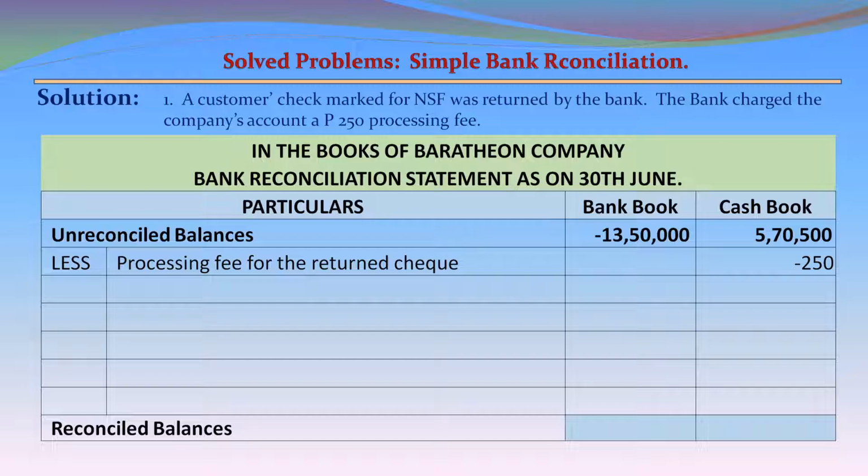Adjustment 1. A customer's check marked NSF was returned by the bank. The bank charged the company's account 250 processing fees. Here, the customer's check returned by the bank has been recorded in both bank book and cash book, but the processing fees has not been recorded. So, we have to reduce our cash book balance by the processing fees of 250.